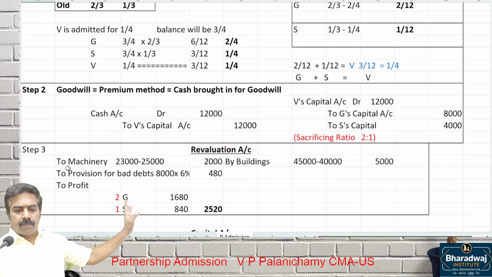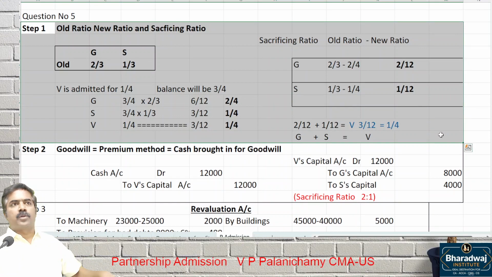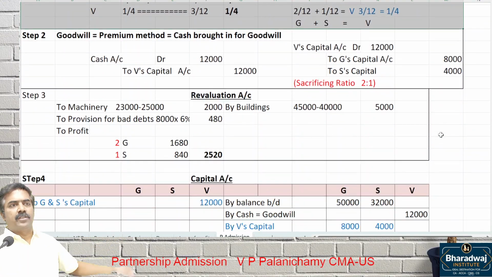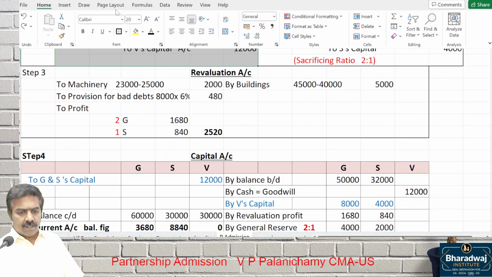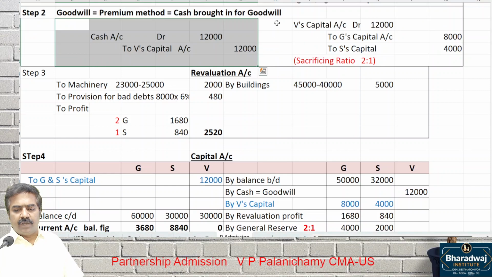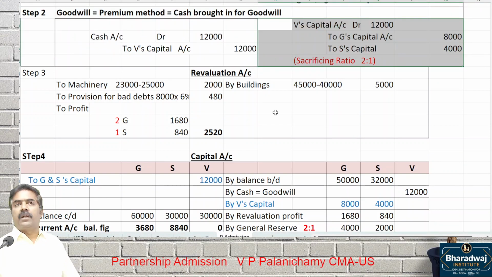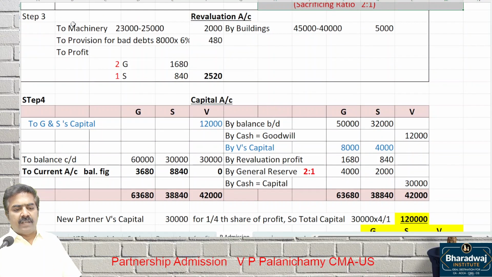I repeat from the beginning. Any change between the previous questions and this question in the new ratio? Already we learned this: old ratio minus new ratio is the sacrificing ratio. Goodwill, which method? Cash is brought in, so we follow the premium method. Cash account debit, credit to the old partners' capital. New partner's premium goes to old partners in which ratio? Sacrificing ratio.